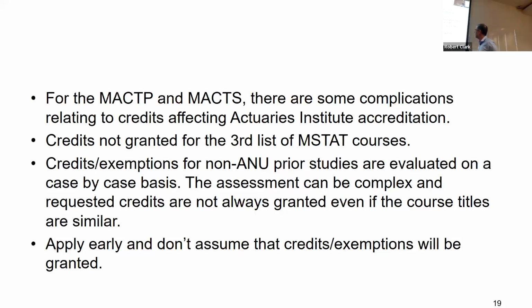I should mention as well that the credits and exemptions are evaluated on a case-by-case basis. So the assessment process can be complex, and we don't always grant credits that are applied for, even if the course titles are similar. There could be a few reasons for that. It could be that the course titles are similar, but there's a few key topics that weren't covered in your prior study that are covered in the ANU course. Sometimes that's because we have particular areas of strength that we teach in our courses that maybe are specialties for us. Maybe other universities aren't as likely to cover those.